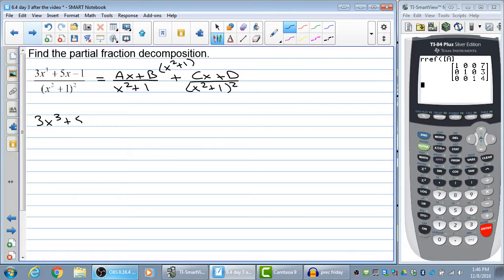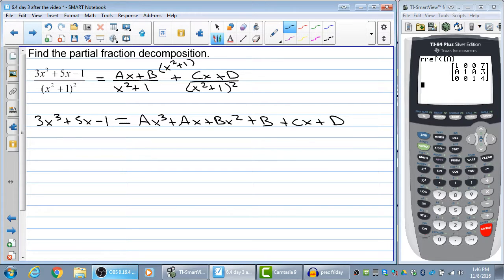3x to the third plus 5x minus 1 is equal to Ax to the third plus Ax plus Bx squared plus B. Is that right? Ax to the third, outside is Ax, Bx squared, last is B. I think I got it. Plus Cx plus D.